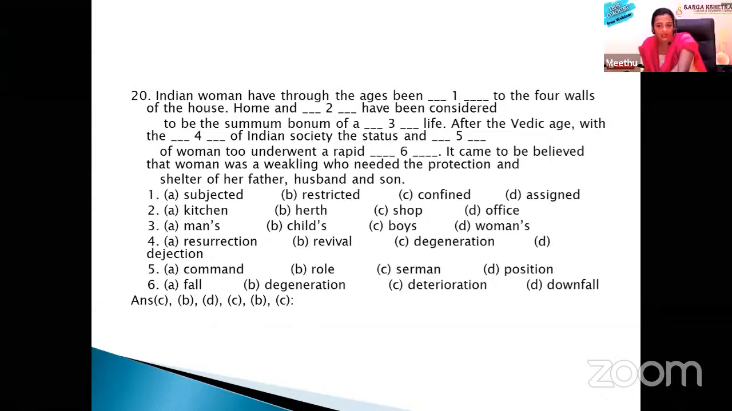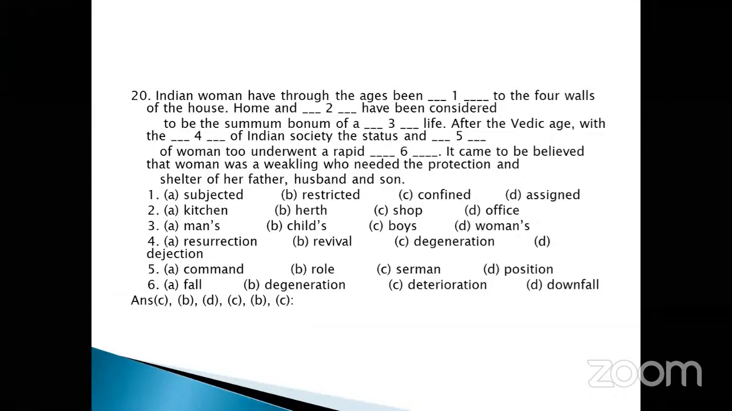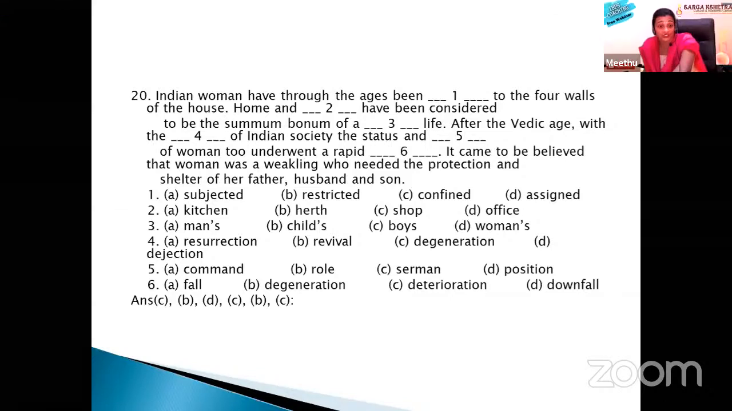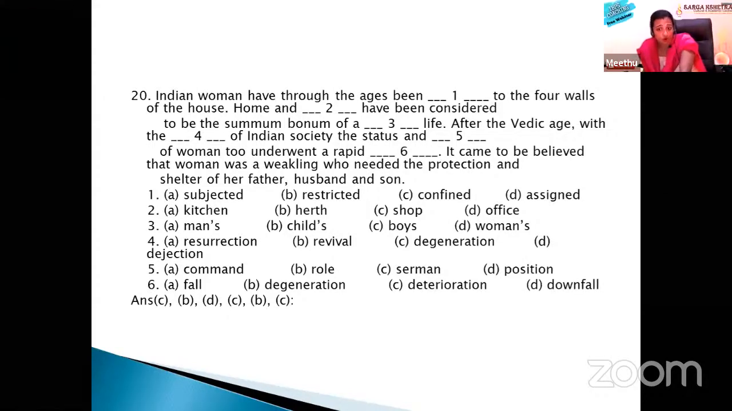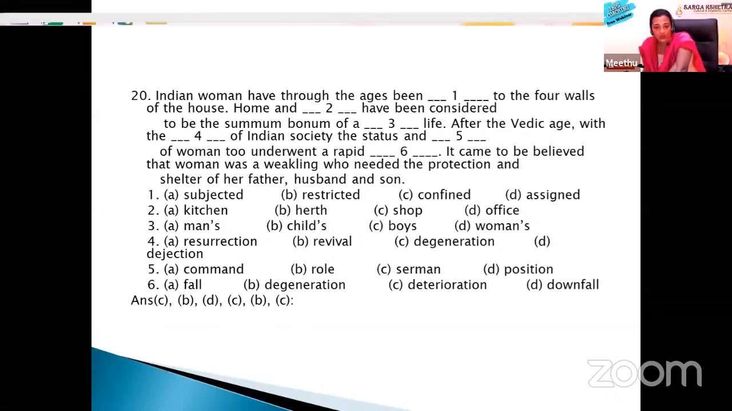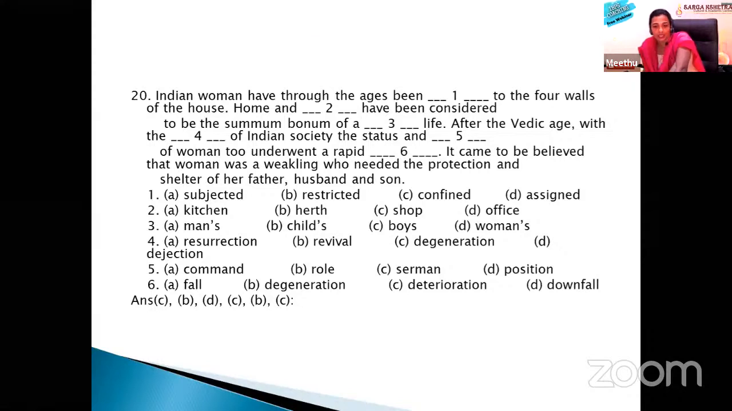Then after the Vedic ages, with the degeneration of Indian society, the status and role of a woman underwent a rapid dash. That is C, deterioration. Something that is being deteriorated, like a rotten apple. So it came to be believed that a woman was a weakling who needed the protection and shelter of a father, husband, and son.